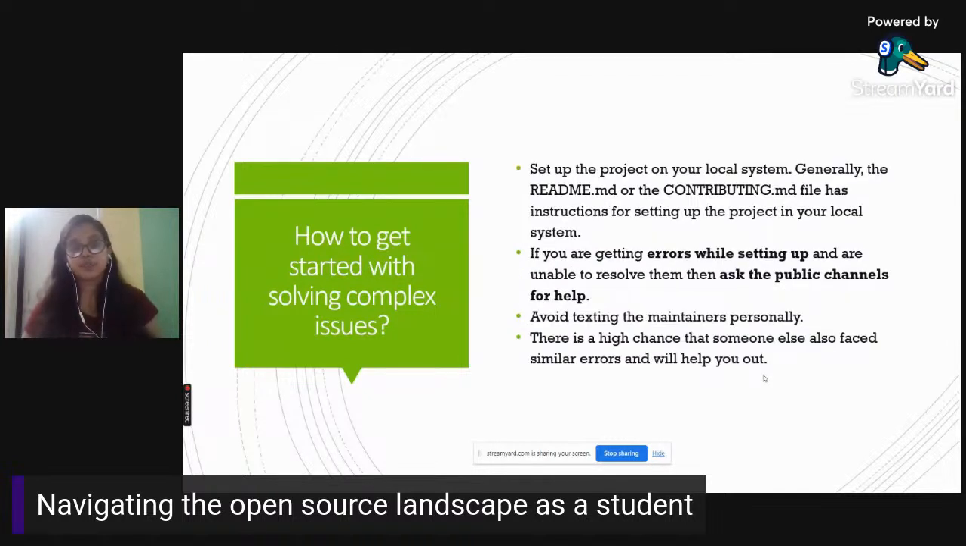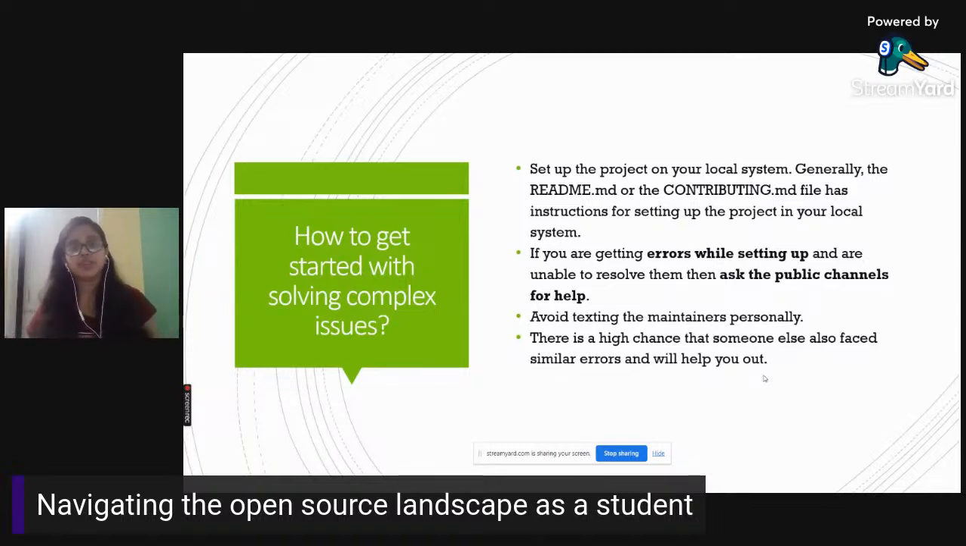So the next step should be to set up the project on your local system. Generally, the readme.md file or the contributing.md file has sufficient instructions for setting up the project on your local system. But often we face a lot of errors in setting up, and this is very common. It takes sometimes weeks to set up a project. So while you are facing those errors, make sure that you ask in the public channels for help and don't just sit there or give up. Take a screenshot of the errors, add sufficient information about which system you are working on, how you got the error, what are the steps you have taken to solve the error.